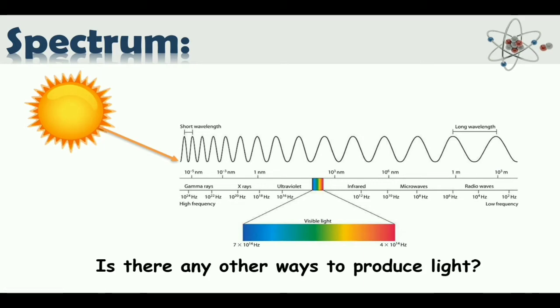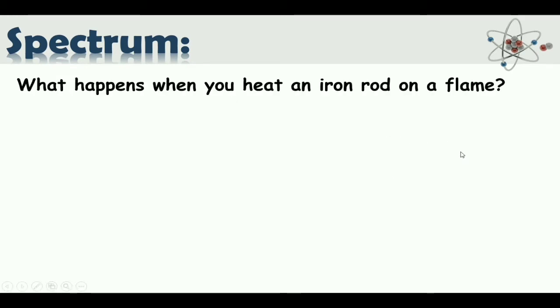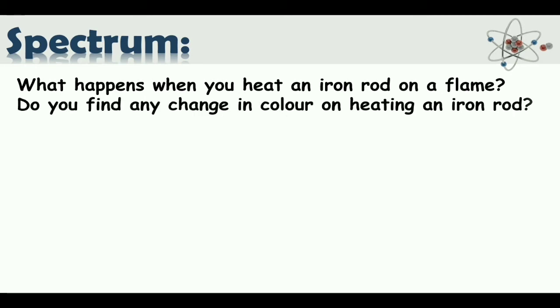So, are there any other ways to produce light other than the sun, candle, etc.? Yes. What happens when you heat an iron rod on a flame? Do you find any change in color on heating an iron rod? Yes, definitely it turns red hot.